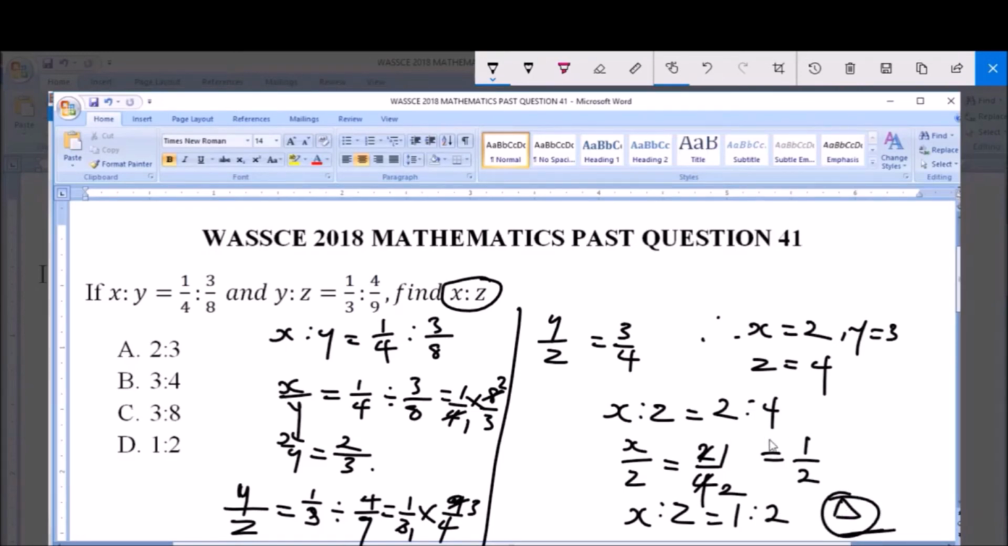Why we did this is so that we can reduce it to its simplest form, because this is a fraction. Ratio is another form of fraction. So ratio is like saying fraction. So we reduce it to the lowest term, which is 1 ratio 2. So the answer to this question is option D.